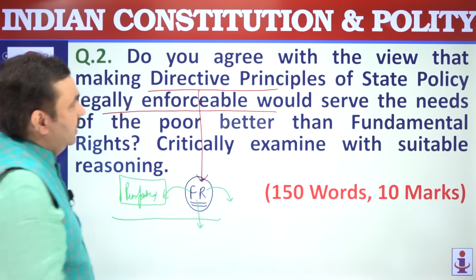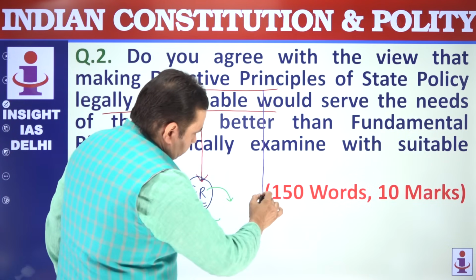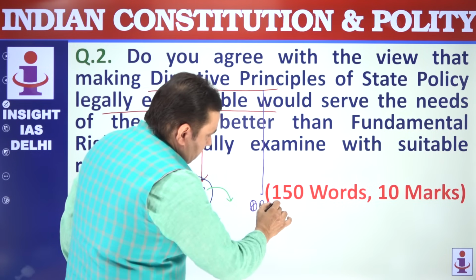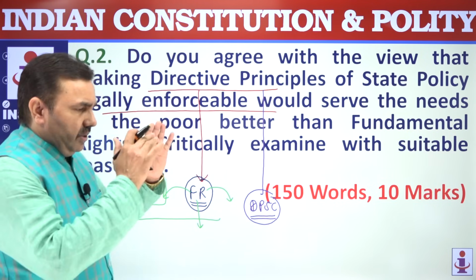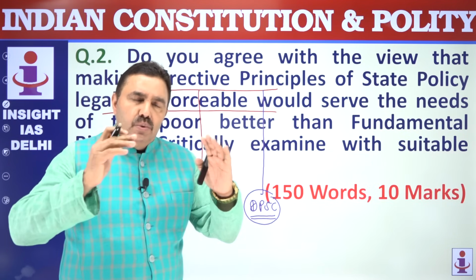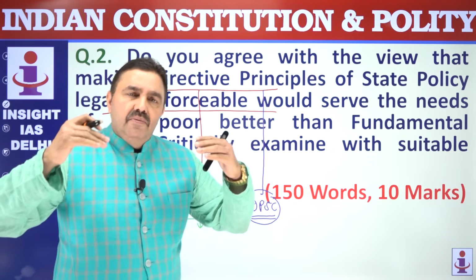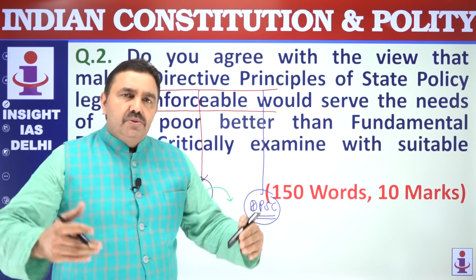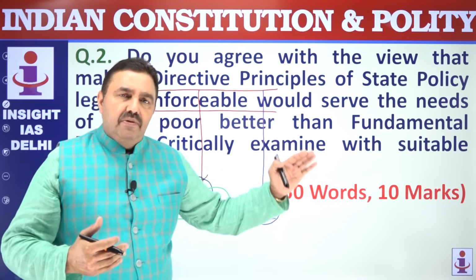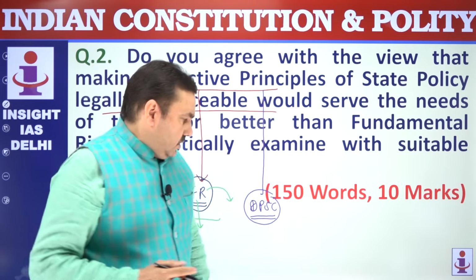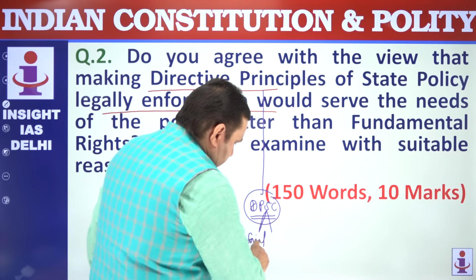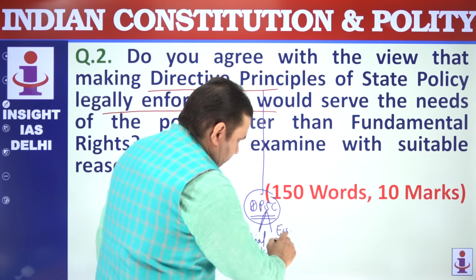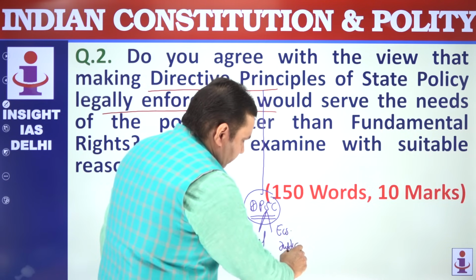If you look at DPSPs, DPSPs are the larger objectives. These are ideas and principles which were enshrined in our Constitution, and the purpose was to act as a guiding principle for governments. Governments are supposed to keep these DPSPs in mind whenever they formulate their policies, so that social and economic justice could be ensured. Political justice too, social justice and economic justice. That's the fundamental difference.